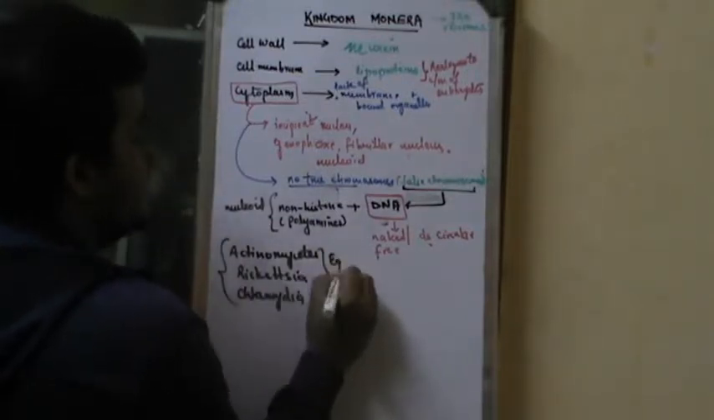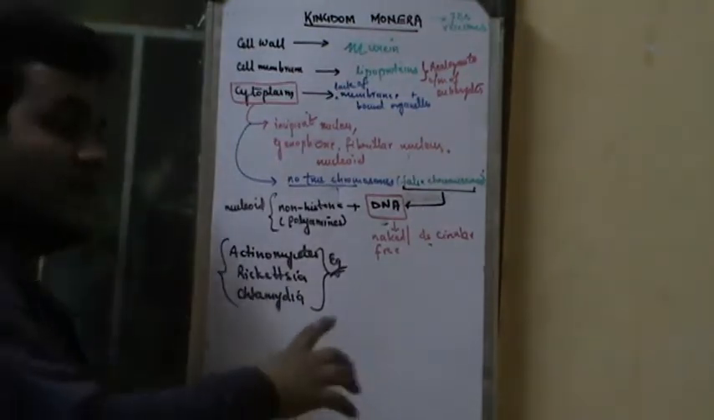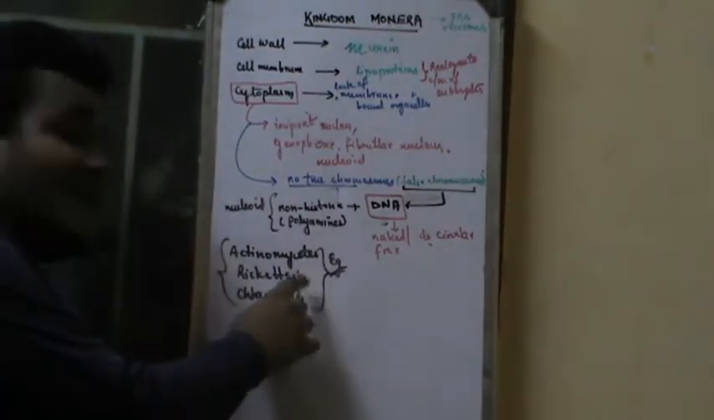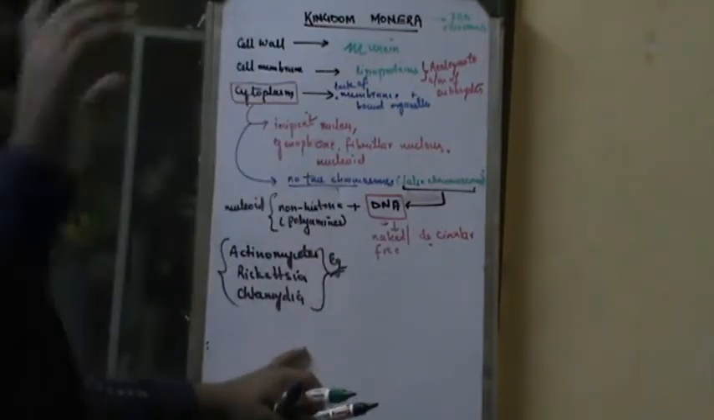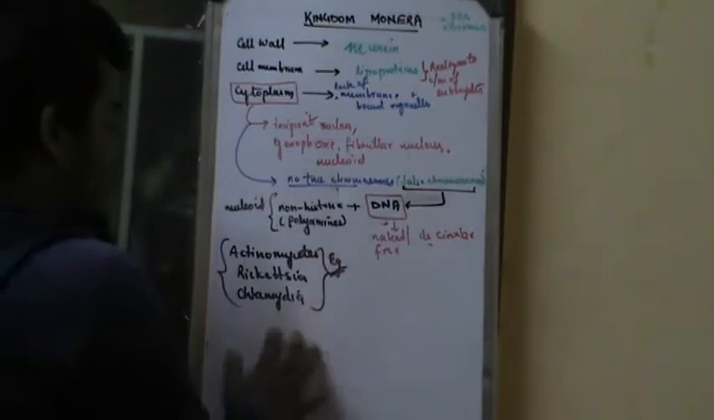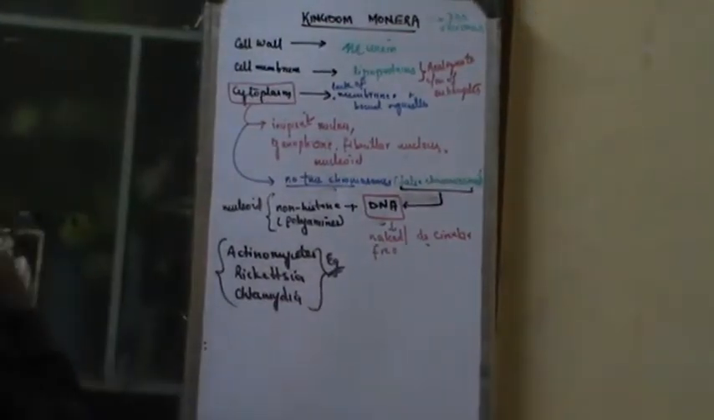These are some examples of bacteria. Rickets is a disease of vitamin deficiency. Rickettsia is a bacteria. Chlamydia is again a bacteria, not an algae. It confuses people. Actinomycetes is not a fungi, it is again a bacteria. So you have to remember these particular examples.